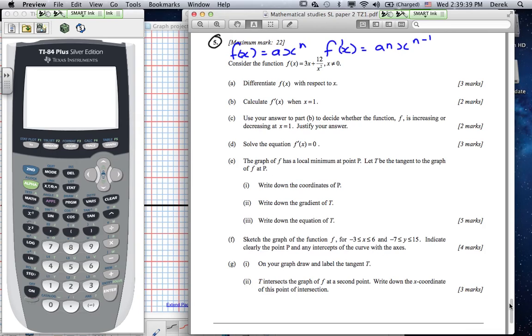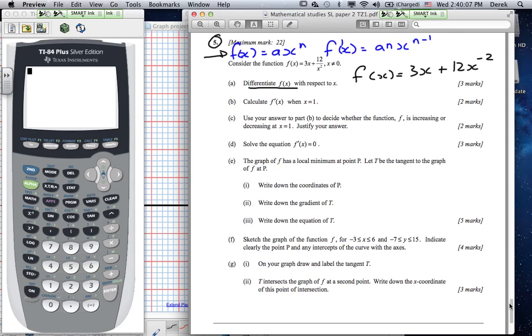Question 5. Consider the function f of x is equal to 3x plus 12 divided by x squared, and x is not equal to 0. The first thing is to differentiate f of x with respect to x, and to do that we'll use this formula over here. Before I do that, I'm just going to rewrite this in a form that is easier to work with: plus 12x to the minus 2.